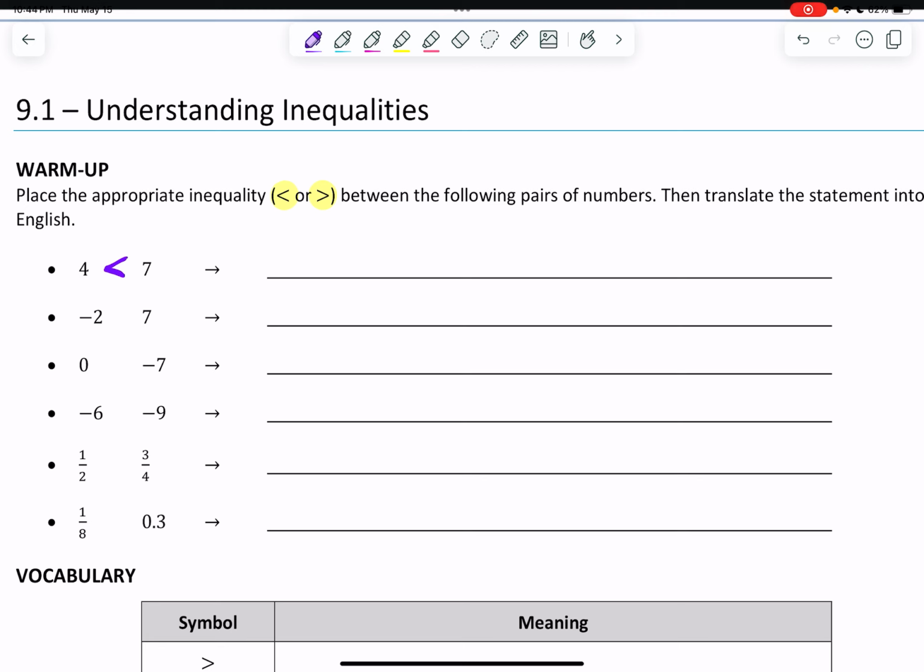Oftentimes, people are taught to think of the inequality symbols like the mouth of an alligator or a Pac-Man or something like that. And that mouth is always going to want to eat the larger number. Now, that's still very true and very accurate, but it doesn't really help us with our translating. But luckily, when we're looking at these number statements, we should be able to say from context what that statement means. So I know 4 is less than 7. So I can translate to English and simply say 4 is less than 7.